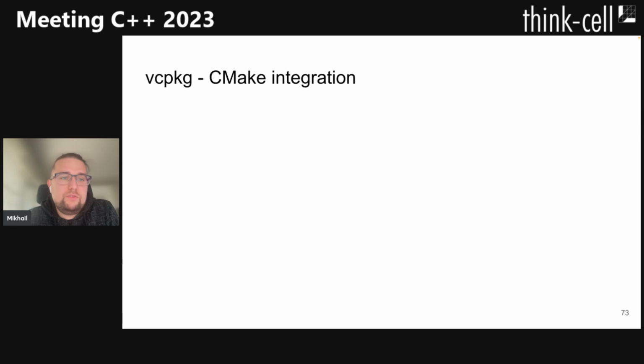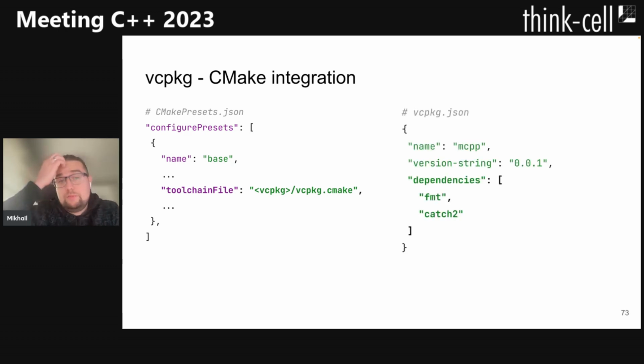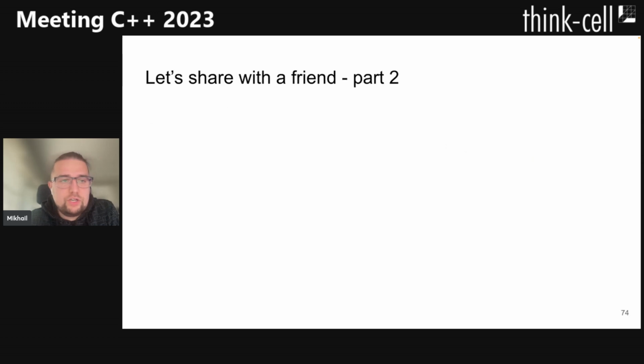Integrating vcpkg into CMake is quite simple. We take our configured preset and point it to the vcpkg toolchain file. That's basically it. And again, this is the beauty of the presets: now everybody will get it automatically, and you don't need to additionally inform the developers. Also, what's cool about vcpkg is that it just works out of the box. Then you need to add the vcpkg.json, and you just specify your dependencies, like fmt and Catch2 as a test framework. So let's try to share with the friend again.